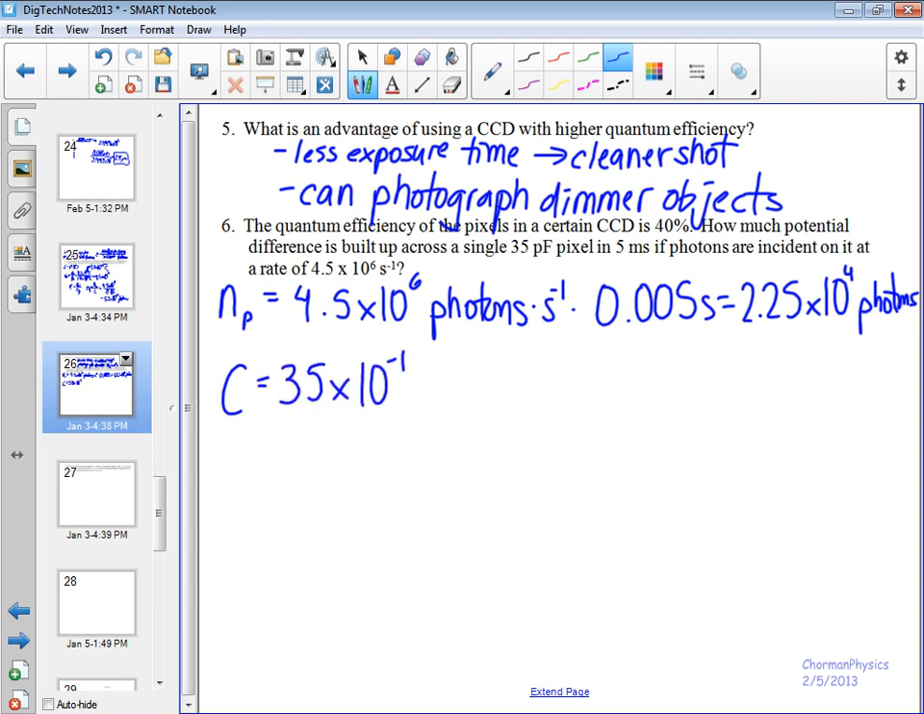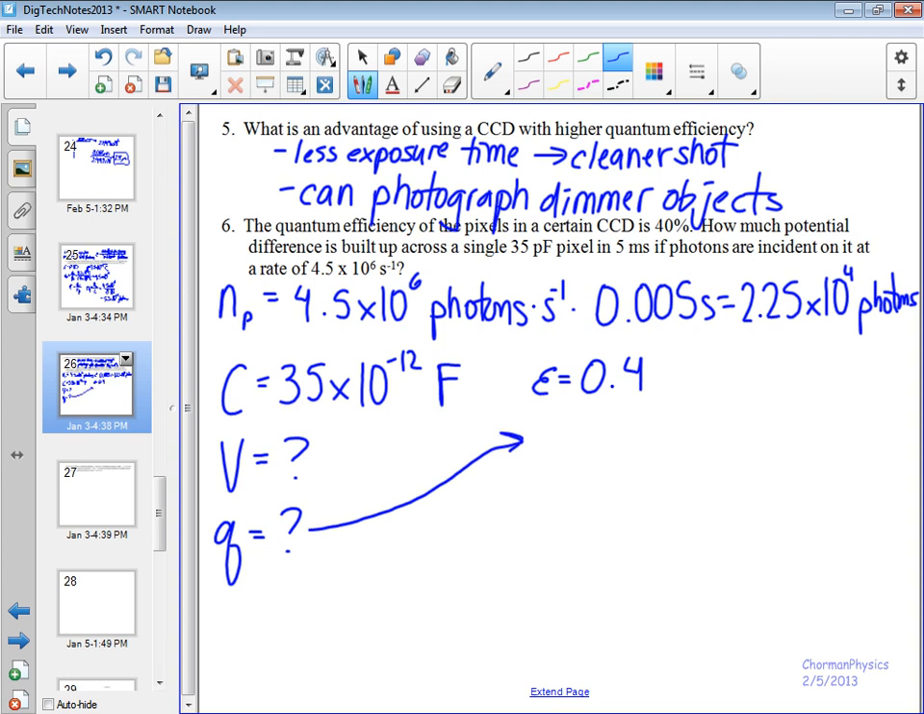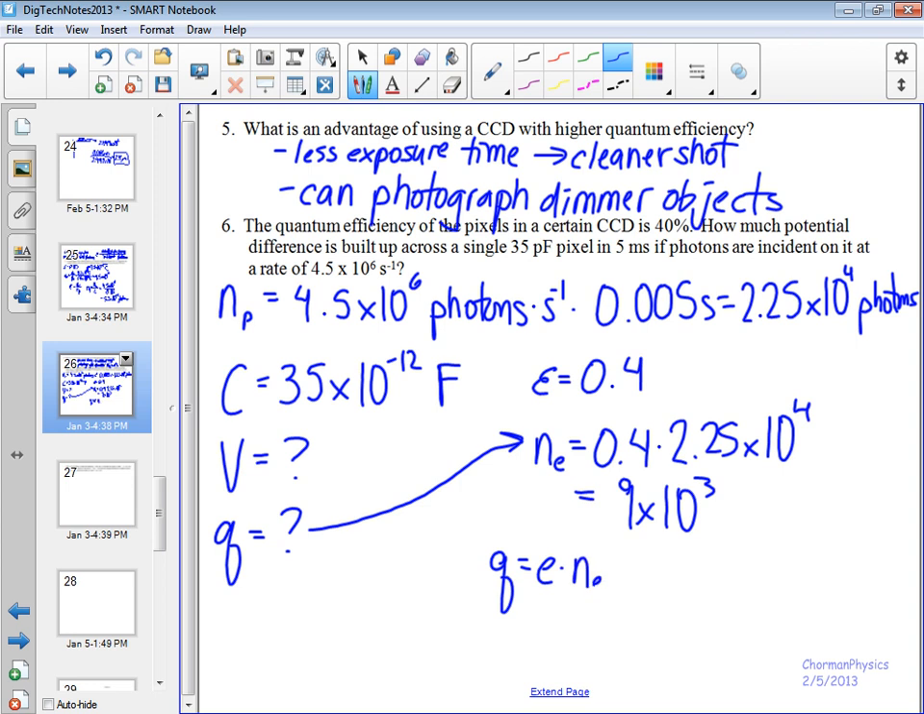And the capacitance here is 35 times 10 to the negative 12, because 10 to the negative 12 is pico farads. What we're also given is the quantum efficiency, which is 0.4. We want the voltage, so we need the charge, and we can get the charge because we can get the number of emitted electrons from the number of photons and the quantum efficiency. So this is going to be 0.4 times this 2.25 times 10 to the fourth.